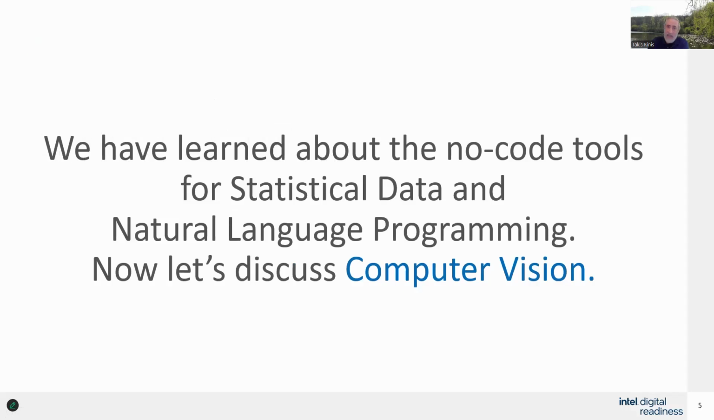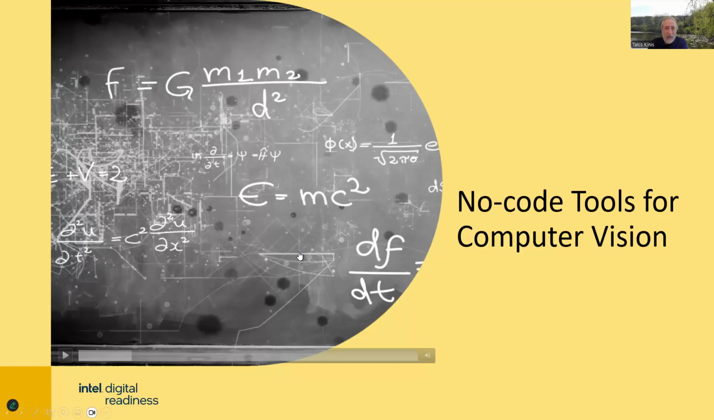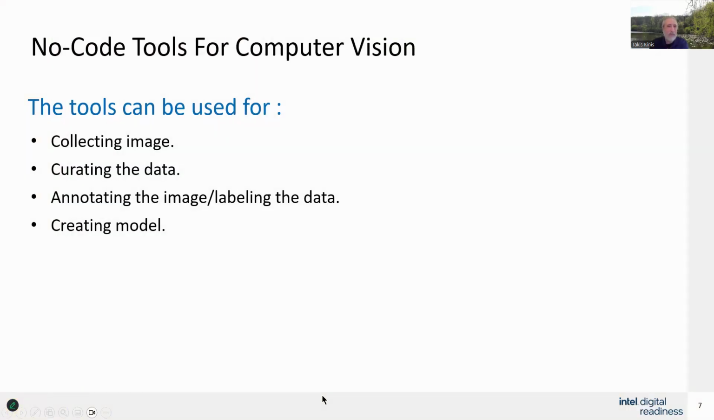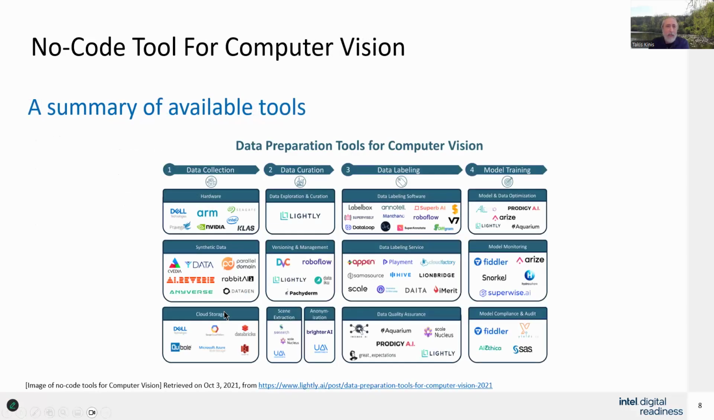Right. So as I just said, we learned about statistical data, NLP, and now we're focusing on computer vision via no-code tools. When we start using no-code tools for computer vision, we use them basically to do these tasks: collect the image, curate the data, annotate the image, or label it basically, or create a model of the image and then use it for other purposes. So all of those apply.